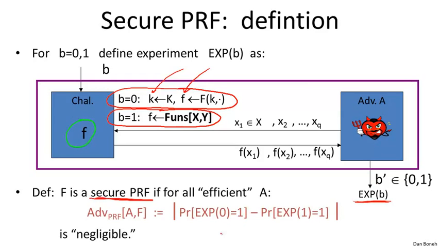And as usual, we say that the PRF is secure if, in fact, the adversary can't distinguish these two experiments. In other words, the probability that he outputs 1 in experiment 0 is pretty much the same as the probability that he outputs 1 in experiment 1. In other words, the difference of these two probabilities is negligible. So this captures nicely the fact that the adversary couldn't distinguish a pseudo-random function from a truly random function from the set X to Y.